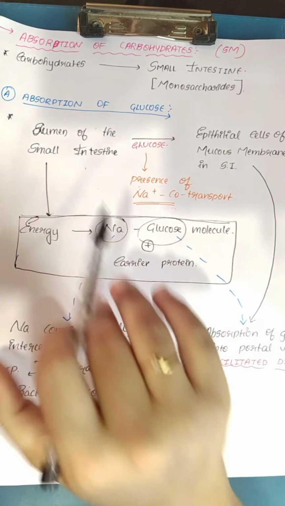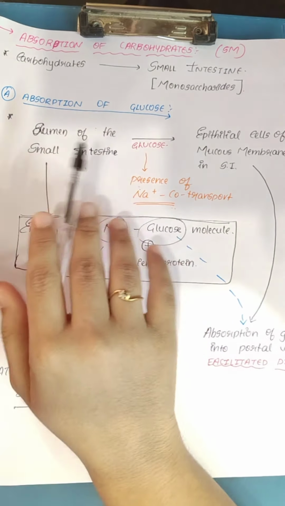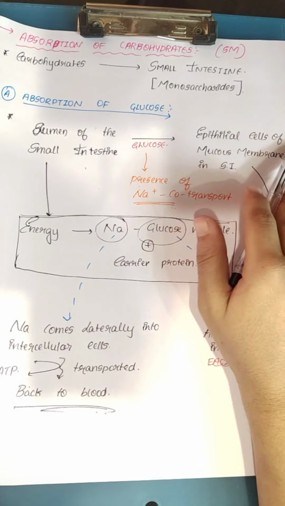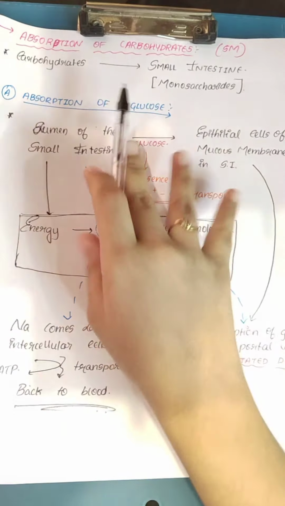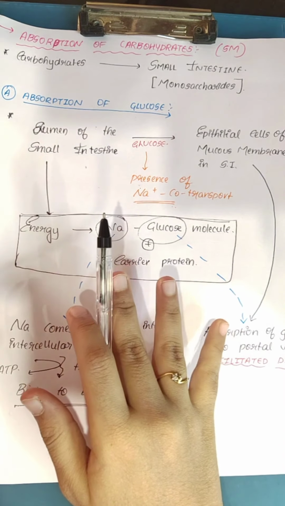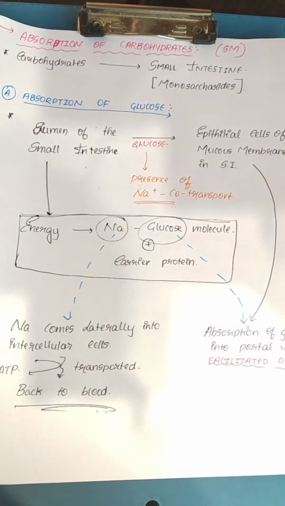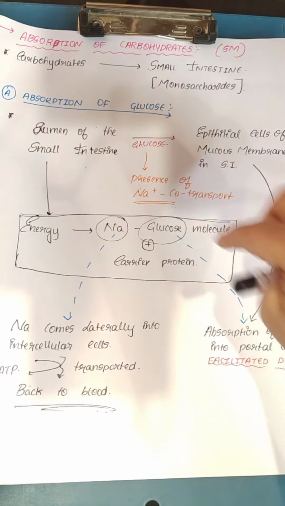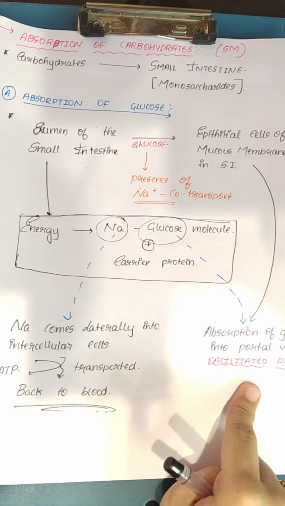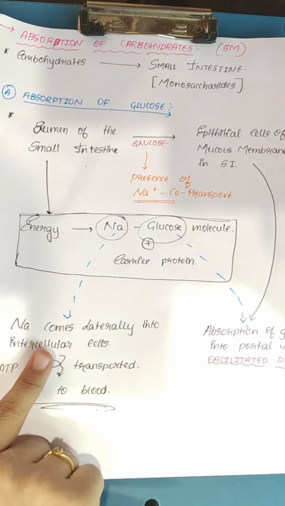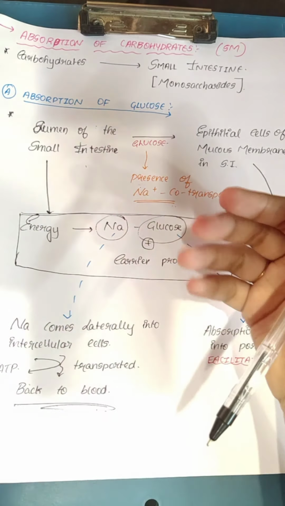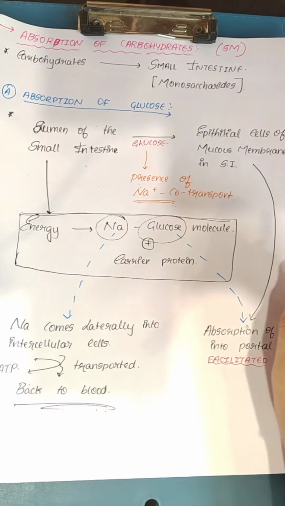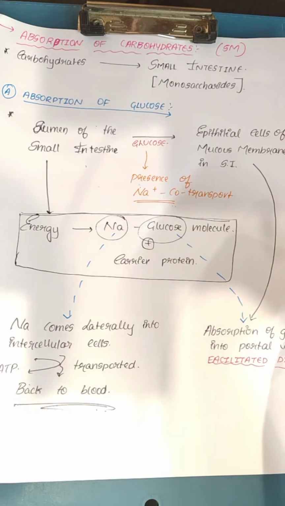Absorption of glucose: glucose is usually transported from the lumen of the small intestine to epithelial cells of the mucous membrane in the presence of sodium co-transport. For this, energy is required, which is given by the sodium glucose molecule, which binds to the carrier protein. So the glucose will be absorbed into the portal vein by facilitated diffusion, whereas the sodium will be transported laterally into intercellular cells, where it will be transported back to blood again in the presence of ATP. This is about the absorption of glucose.